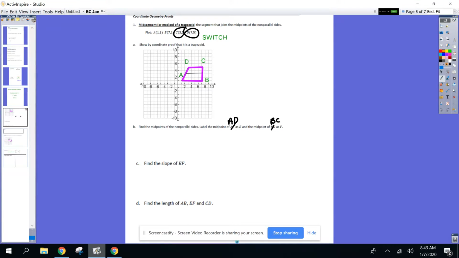On the first one, please switch coordinate C and D. So coordinate C should actually be 7, 5, and coordinate D should be 3, 5. And go ahead and graph that trapezoid for me.